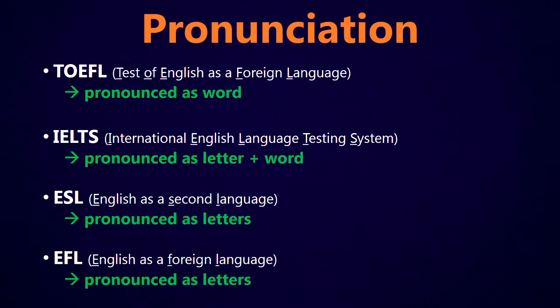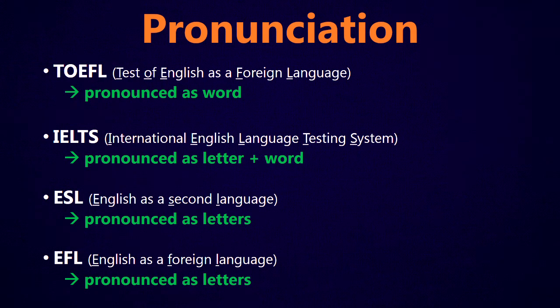Or sometimes we pronounce it as a combination of a letter and a word. For example, if you look at the second one, IELTS, which stands for International English Language Testing System. When people say this in spoken language, they'll say "eye-elts." So they'll say the letter I and then "elts," because we can pronounce that part almost like an English word. So it's a combination of letter and word.